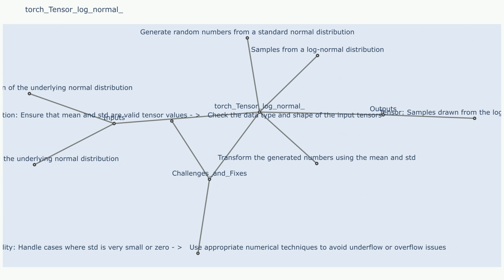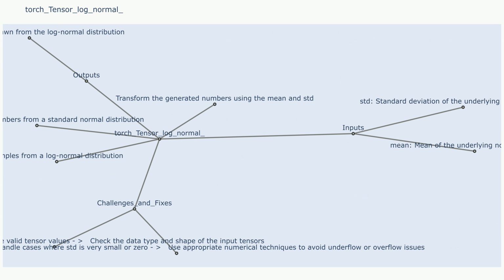Inputs. Mean. This is a tensor representing the mean of the underlying normal distribution. It should be a float tensor with the same shape as the desired output tensor or a scalar float. This parameter determines the central tendency of the distribution.